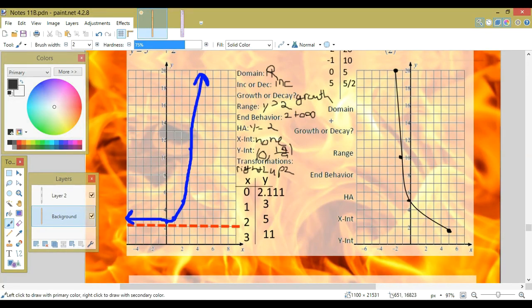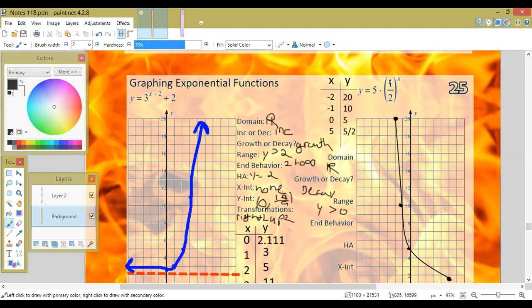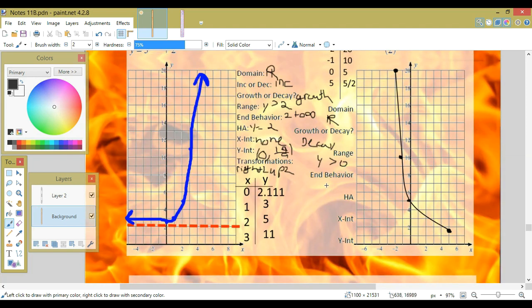Now the domain of this is the same as the other one, all real numbers. This was decreasing and it's a decay. Our range is y is greater than 0. How to get that? If you look at the equation, there's no number added, so we really have a plus 0 right here. In behavior, it goes from positive infinity to 0. Not to be confused with the infinity sign. This is a 2. The horizontal asymptote is y equals 0.